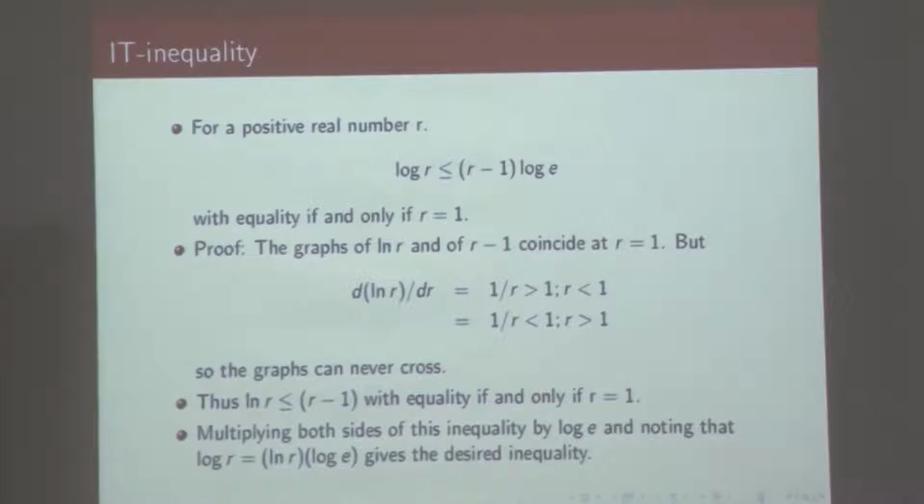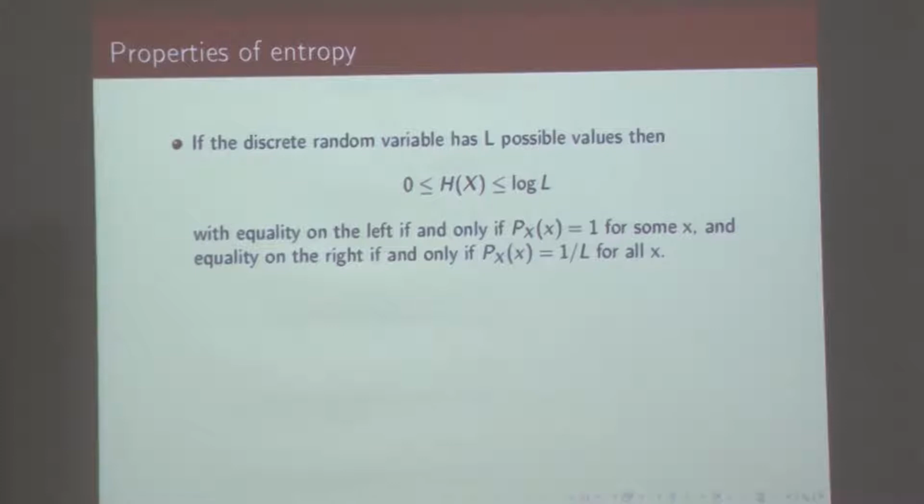Okay. So, let us talk about properties of entropy. Again, we are talking about discrete random variable at the moment. We will talk about continuous random variable later on. So, we have a discrete random variable x that takes L possible values. The first result that we are going to show is the entropy of x is upper bounded by log of L and lower bounded by 0.